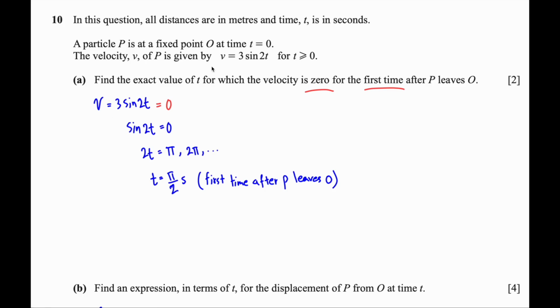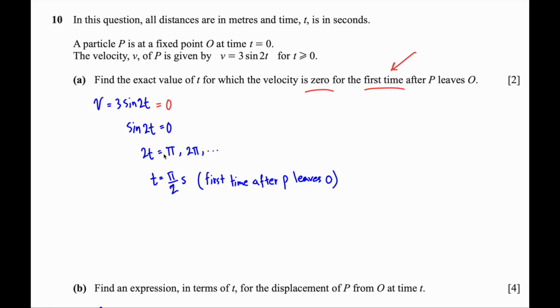So obviously, since they asked where the velocity is 0, and this is my velocity function, you just have to put it equal to 0 and solve for t. However, this is a trigonometric function, so I'm going to end up with infinitely many answers. But since they said the first time, I'm going to just choose the first one. If 3 sine 2t is equal to 0, therefore sine 2t should be 0.